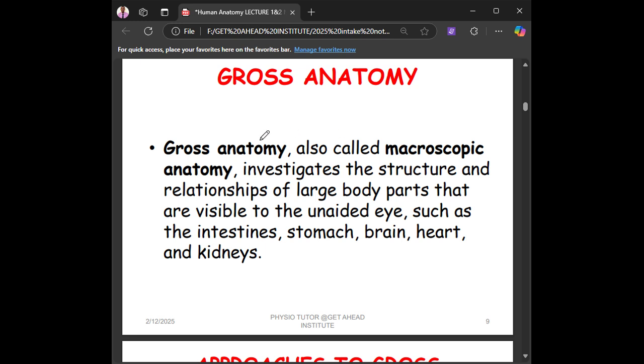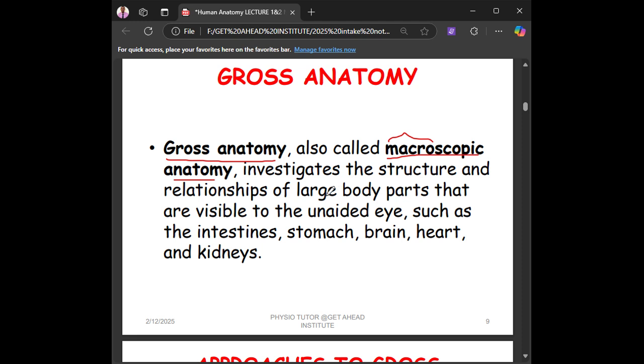Let's start by talking about gross anatomy. Gross anatomy is also known as macroscopic anatomy, from the word macro, which simply means big. Gross anatomy, also known as macroscopic anatomy, investigates the structures and the relationships of large body parts.